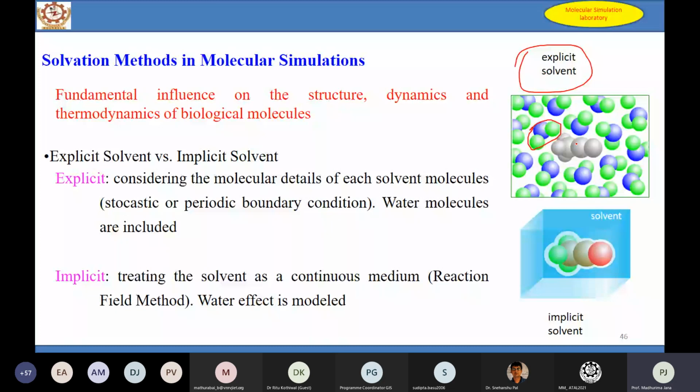And what implicit solvent does is, implicit solvent means we are just creating the environment of a solvent. The dielectric constant of the medium is what we control here. Here you can see this is the implicit solvent. There is no water molecule, but we consider water by just tuning the dielectric constant of the medium.